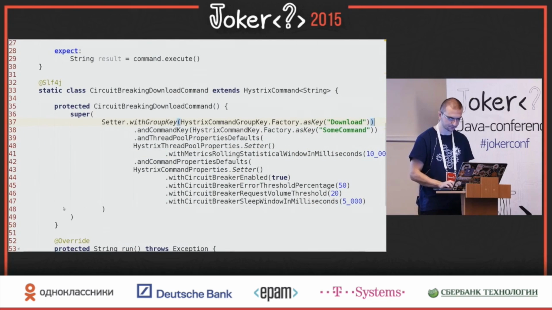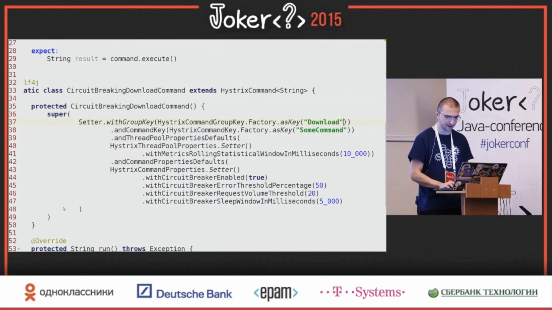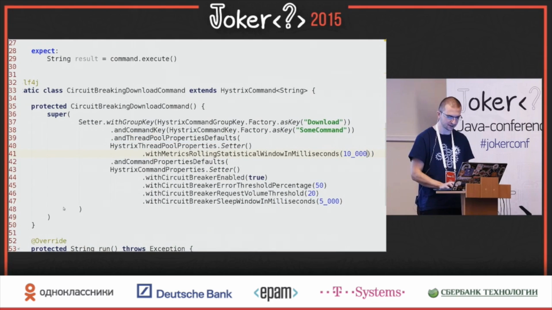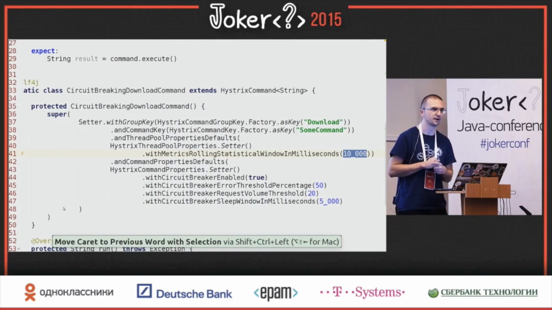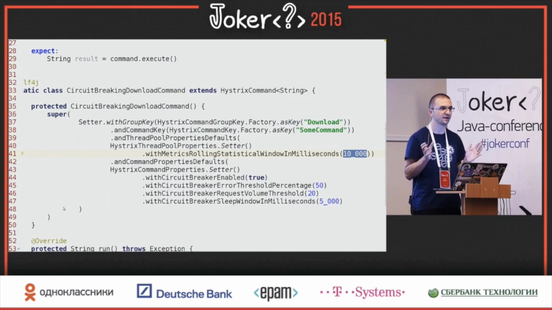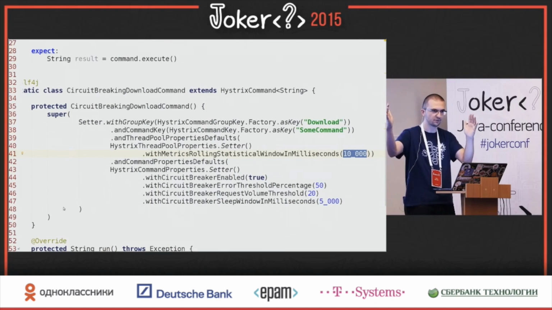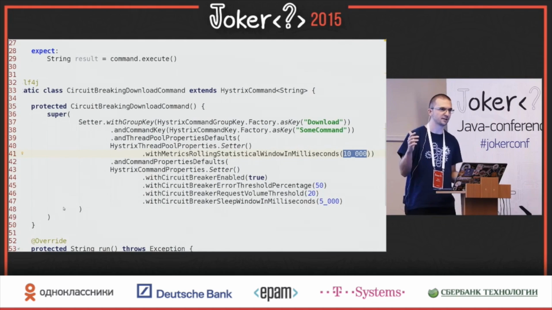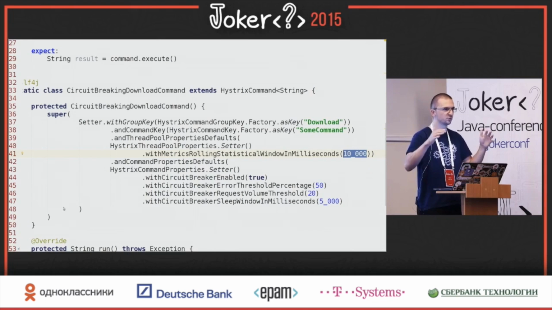So we have a command, browsing here. We have a command that has a name and it belongs to a group. That doesn't matter. And we can control a thread pool, and we can control what is something that is called a statistics window. So for this command, Hystrix is going to collect the last 10 seconds of statistics. Imagine a sliding window that goes through time, and every time you execute a command, there is 10 seconds of the last statistics measured. By statistics, I mean how many times a command executed, how many times it failed, what were the distribution of response times, and so on and so forth.